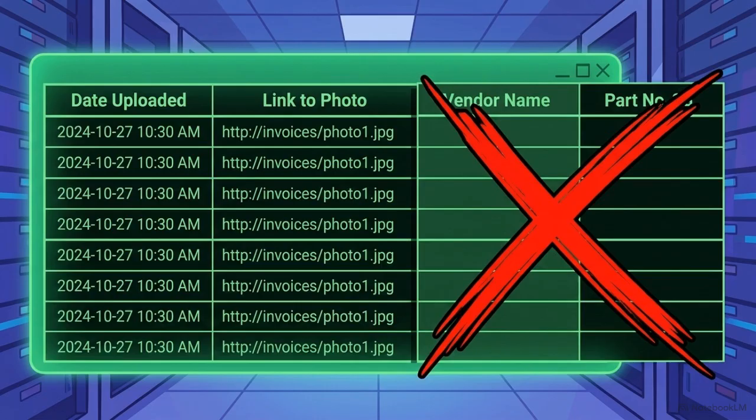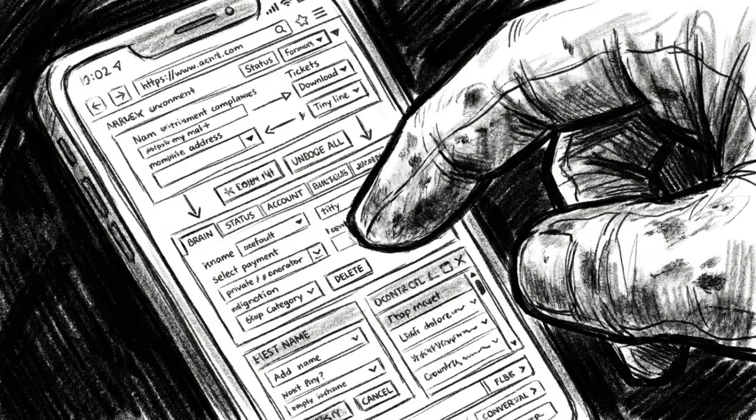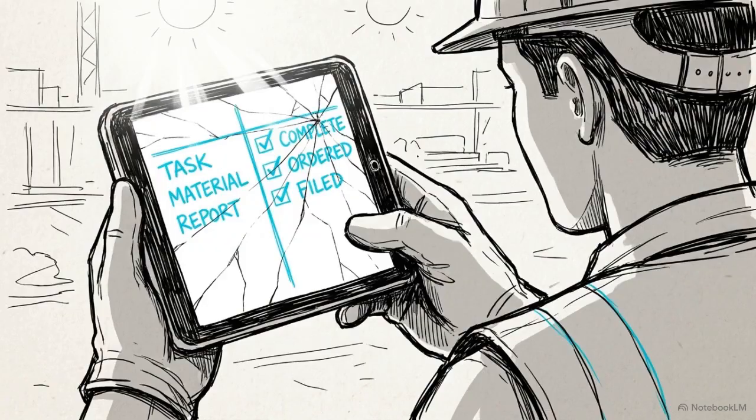Resist the temptation to add extra columns for vendor names, part numbers, or receiving signatures. Every extra field is a barrier to entry. Maintaining an ultra-clean 2-column layout guarantees the final log will be lightning fast to read for a worker holding a cracked mobile phone in direct sunlight.